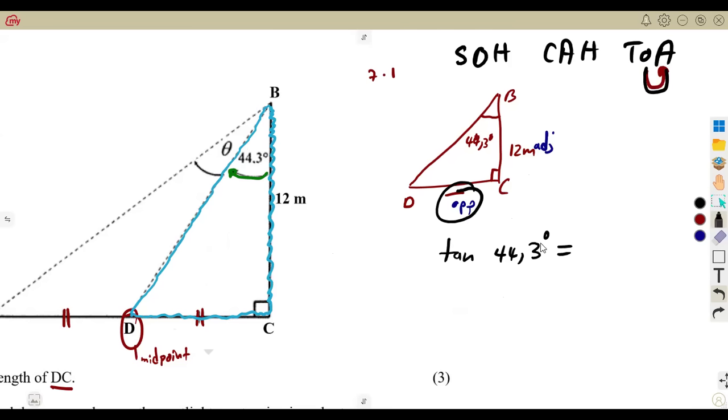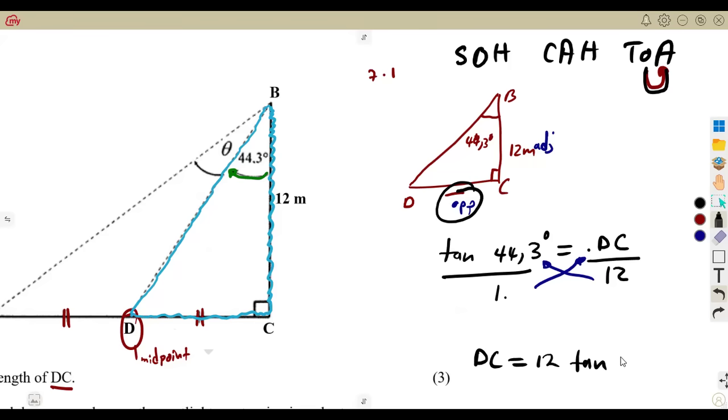What is our opposite? That is DC, the line to be calculated. And what is our adjacent? That is BC, the one that we are given as 12. So this is over 1. Remember, you can cross multiply. That's finding the length of DC. 1 times DC, that's DC is equal to 12 multiplied by tan, so that's 12 tan of 44.3 degrees.